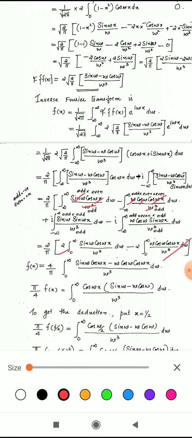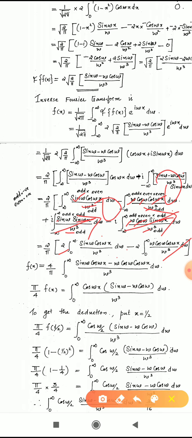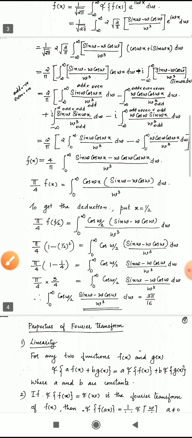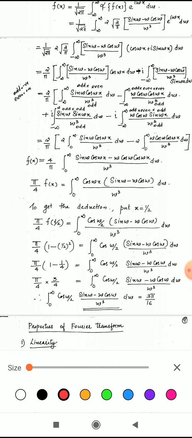Then the next third term: sin omega is an odd function, sin omega x is an odd function, omega cube is an odd function. Odd into odd is even, even by odd is an odd function. So this value becomes 0. Next term, omega is an odd function, cos omega is an even function, sin omega x is an odd function, omega cube is an odd function. So this term also becomes 0. The last two terms become 0. Here take 2 outside. So 4 by pi into integral 0 to infinity of sin omega cos omega x.